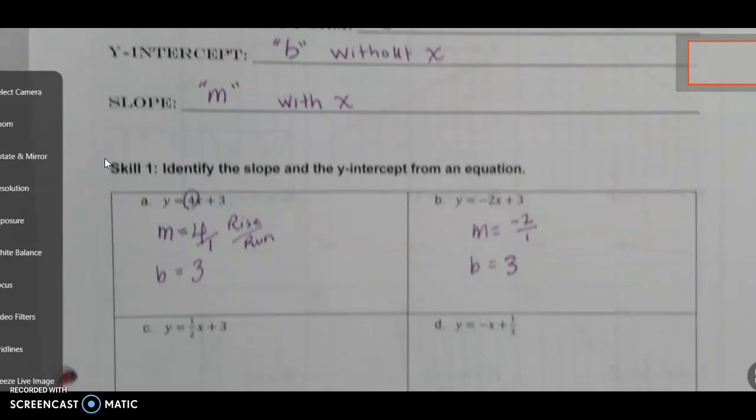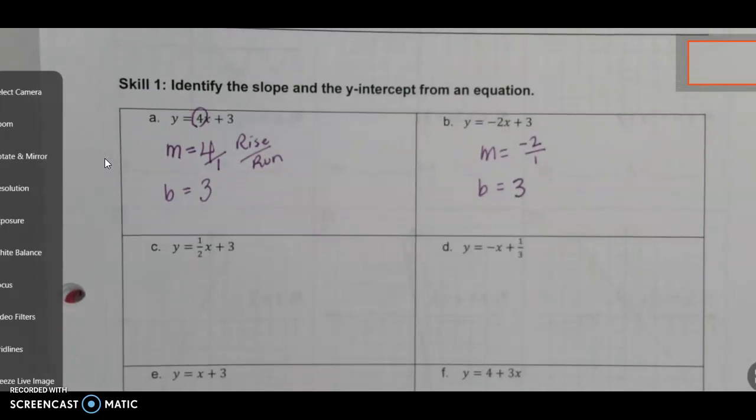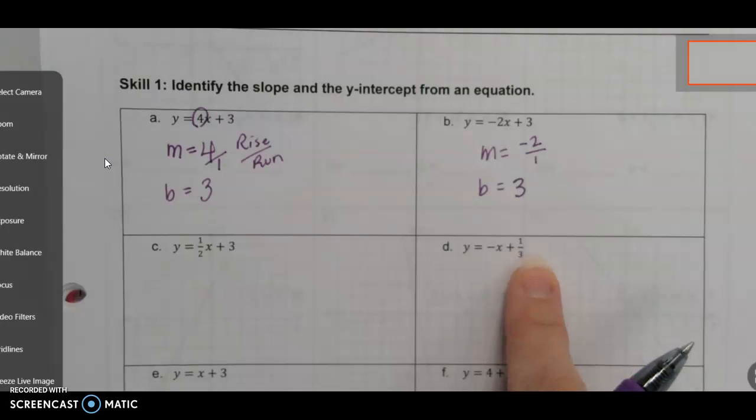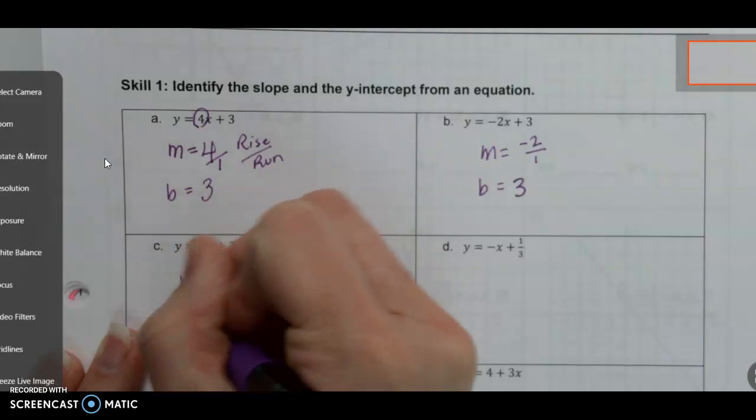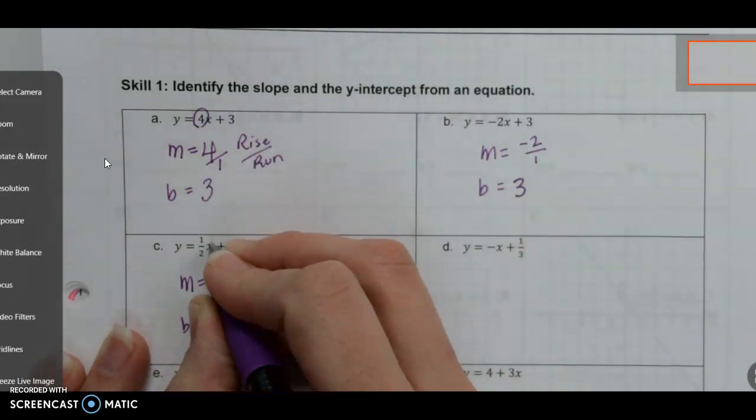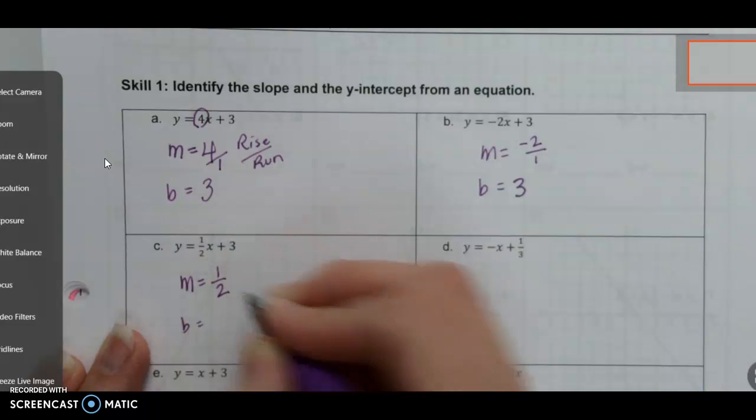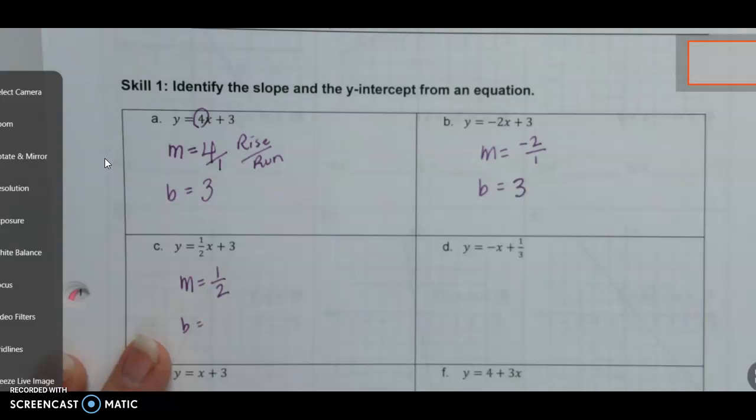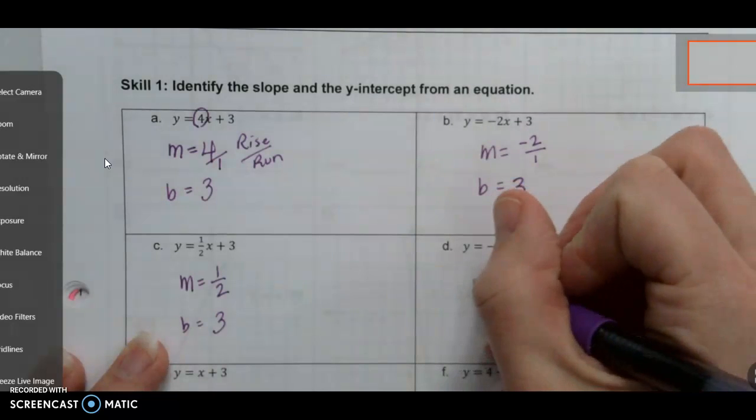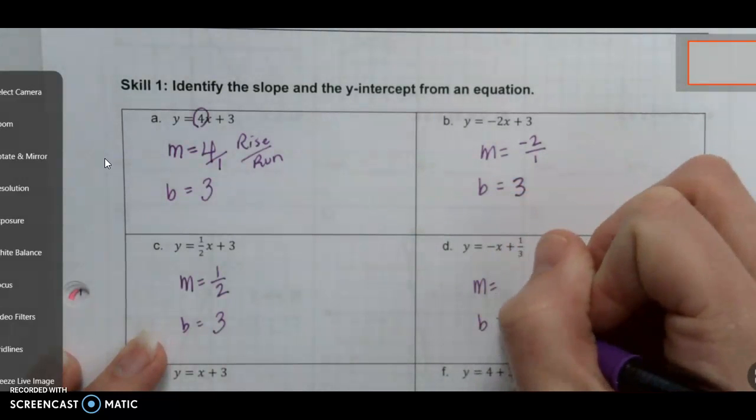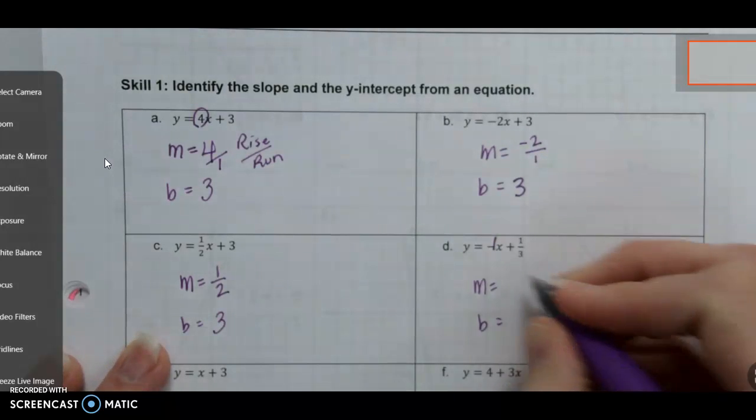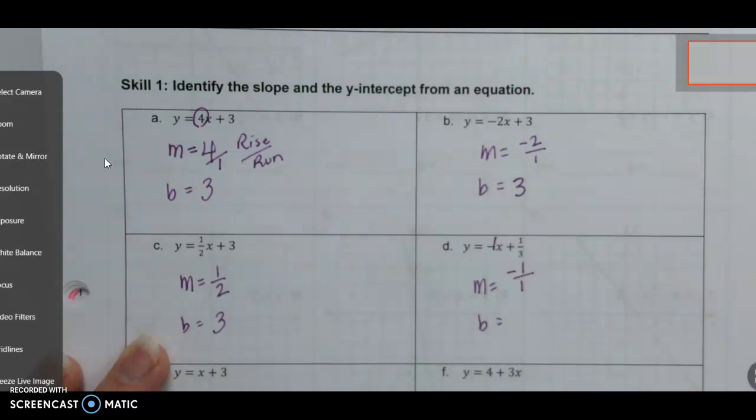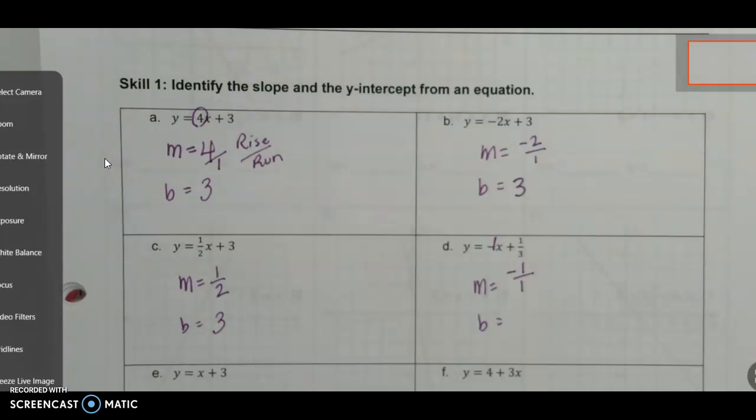Okay. The next group here adds in a couple fractions just to throw you off a little bit. The fraction is not always the slope. It's still the slope is the number with the x, and the y-intercept is the number without the x. So m and b. The slope this time is the one with the x, so that's the 1 over 2. And the y-intercept b is the number 3. The number with the x over here, there's no number, there's just a negative sign, which means it's -1 as your slope, which if we wanted to put that into a fraction, it'd be -1 over 1, and our b value would be 1/3.